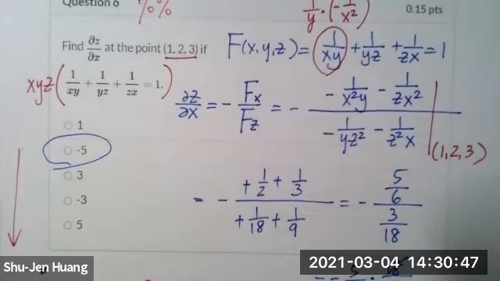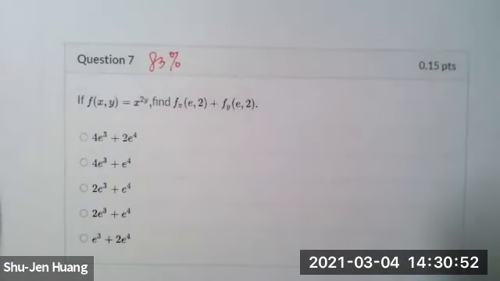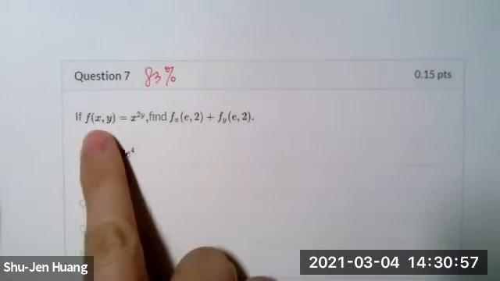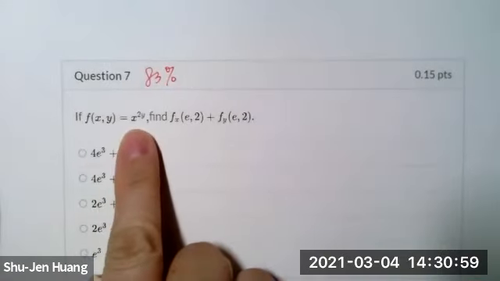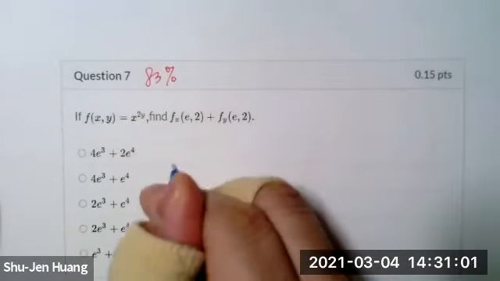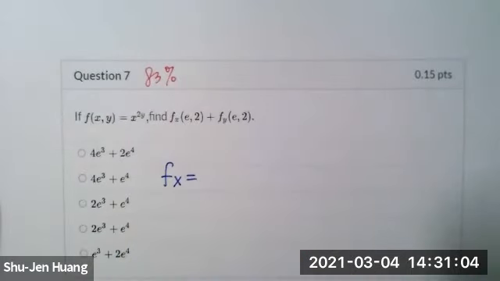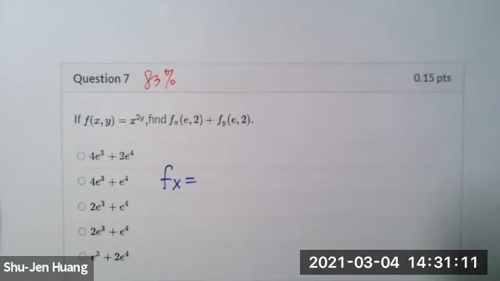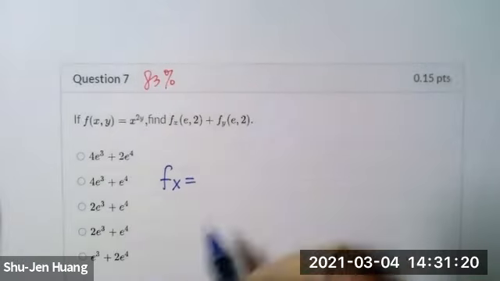Okay, so this is question number 6. And question number 7, we want to find the partial derivative when the function is given, x to the power 2y. So the partial derivative with respect to x. So we have x to a constant power. Like when you take the derivative for x to the power 10, for example. How do we take the derivative? What's the derivative for x to the power 10? 10x to the 9th.